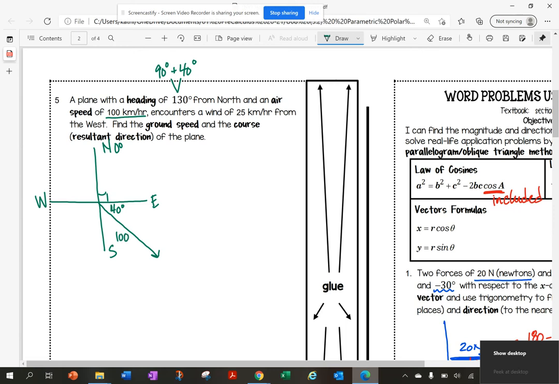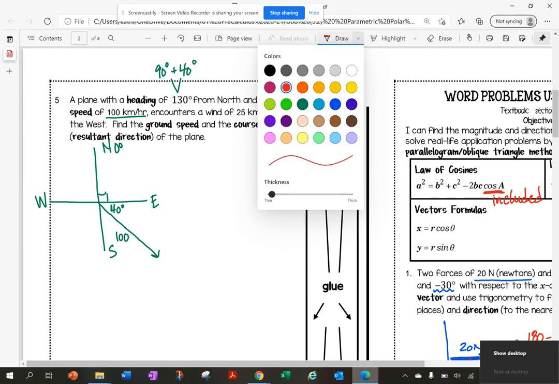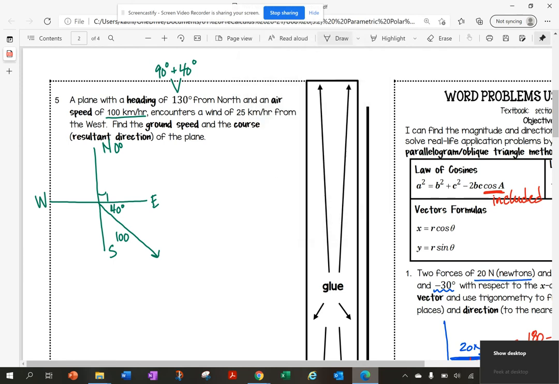And the plane encounters a wind of 25 kilometers per hour from the west. If it is from the west, that means it is going east. So from the west is going east. So this is 25 miles per hour. Okay.